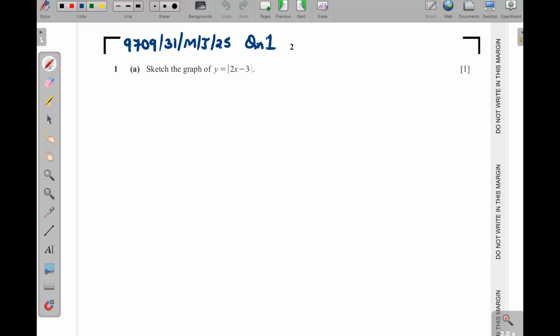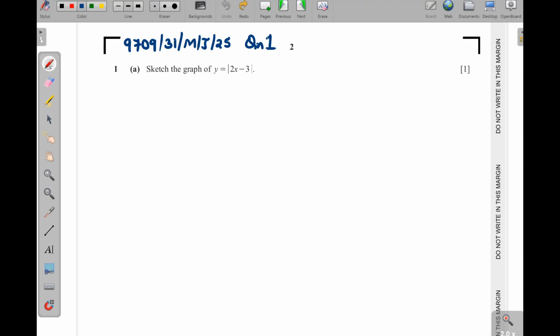This is Teacher Simon taking you through Pure Mathematics, paper 9701/31 for May, June 2025. Question number 1 is coming from modulus functions. Part A, they are saying sketch the graph of y is equal to the modulus of 2x minus 3.